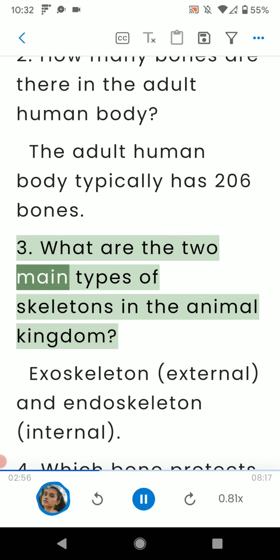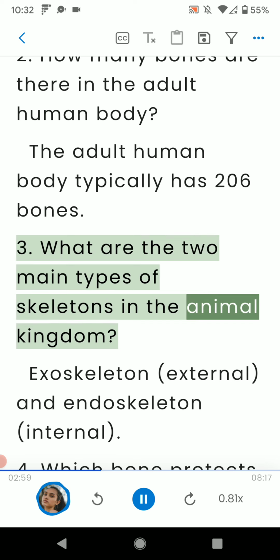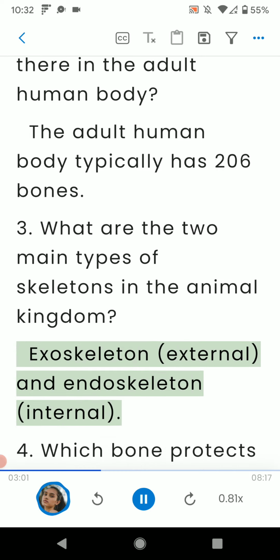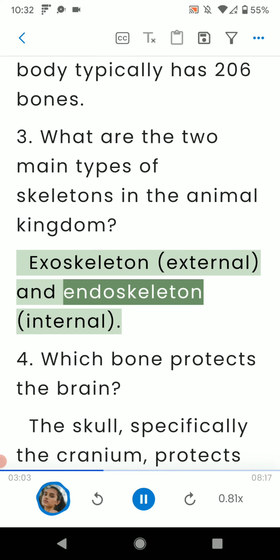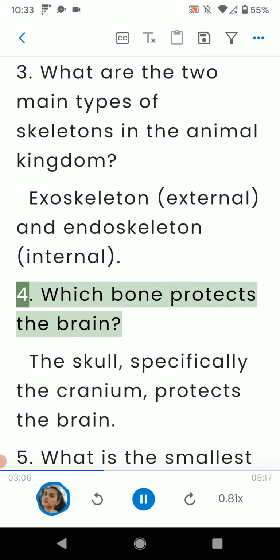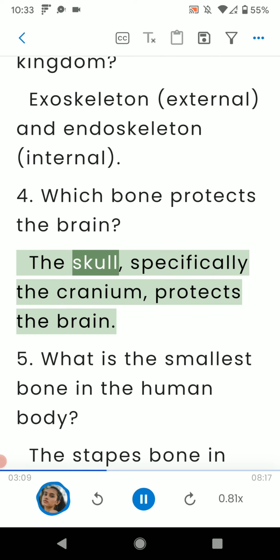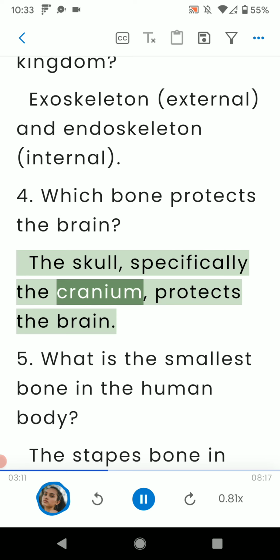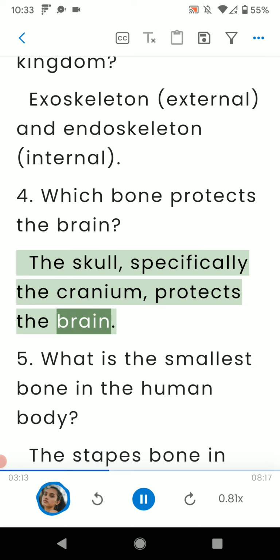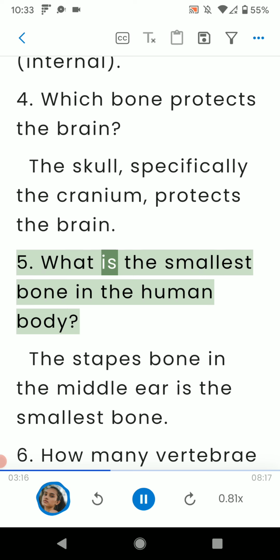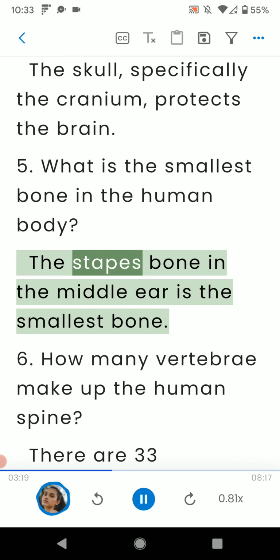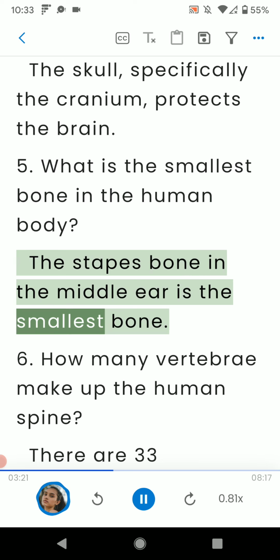3. What are the two main types of skeletons in the animal kingdom? Exoskeleton and endoskeleton. 4. Which bone protects the brain? The skull, specifically the cranium, protects the brain. 5. What is the smallest bone in the human body? The stapes bone in the middle ear is the smallest bone.